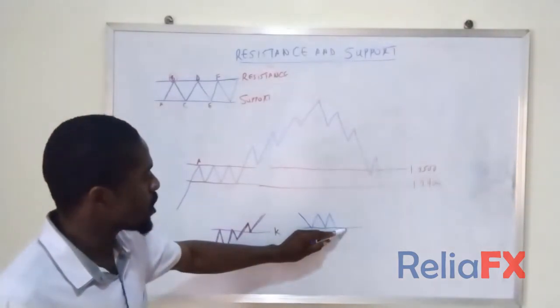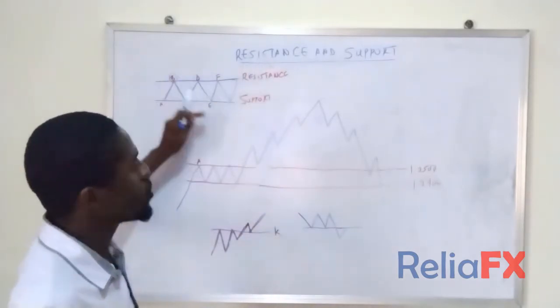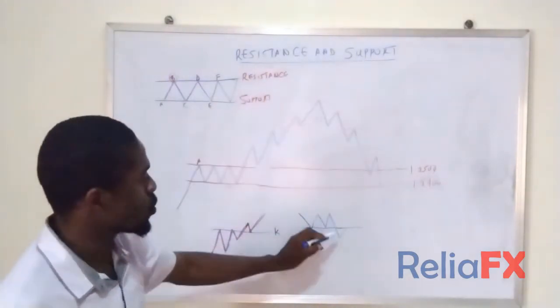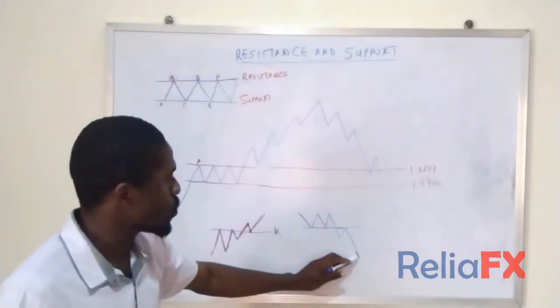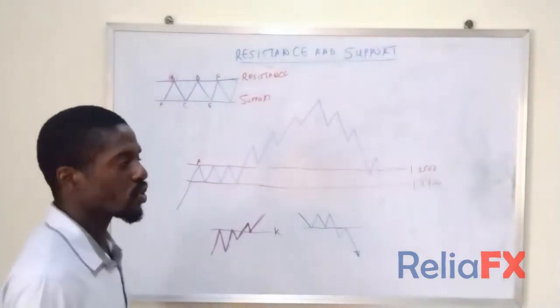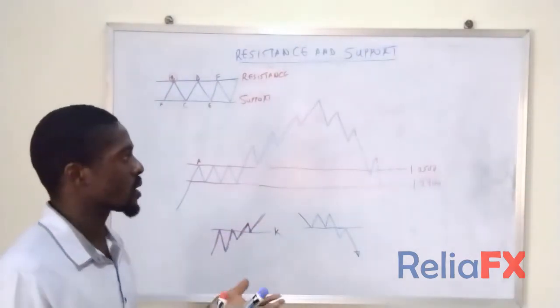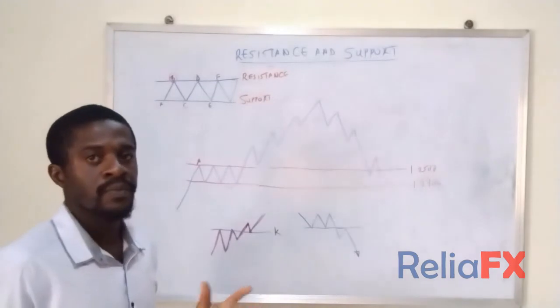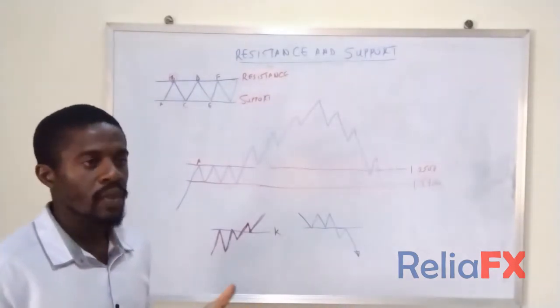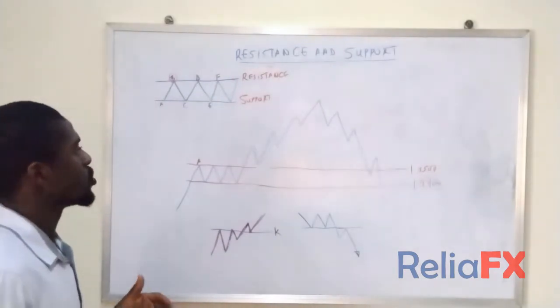Now, the typical thing is when price gets to resistance, what happens? It's not able to continue its upward movement, so it will sell. And so we have a good point to sell here. So that's how we use resistance and support. Resistance can become support, and support can become resistance. I need you to understand the interplay between those two levels and how we use them in trading.